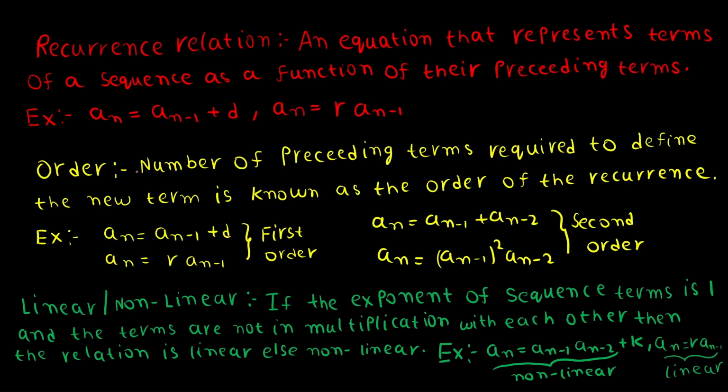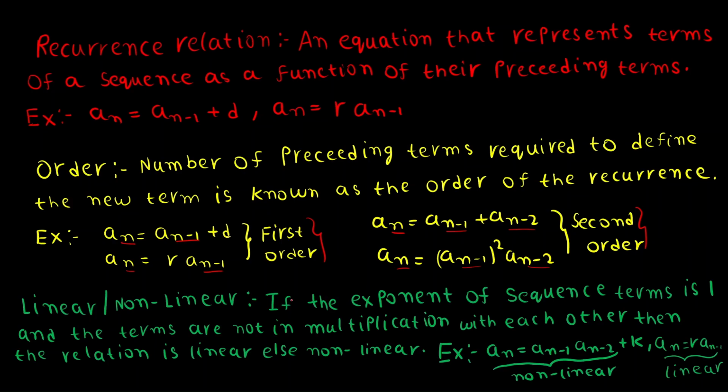Now, what is the order of a recurrence relation? The number of preceding terms required to define the new term is known as the order of the recurrence. Suppose you consider this, which is an AP: the nth term is defined using the n-1th term. Even here, which is a GP, the nth term is defined using the n-1th term. Therefore, it is a first order recurrence. But here, the nth term is defined using the n-1 and n-2 terms. Therefore, this is a second order one. The same follows for the next example. Similarly, however many preceding terms are used, that will be the order of the recurrence.